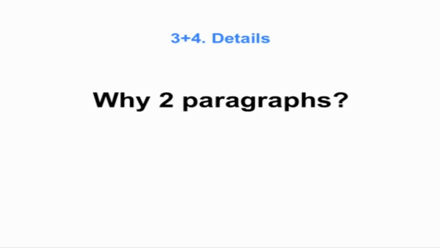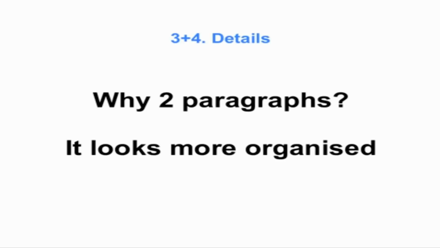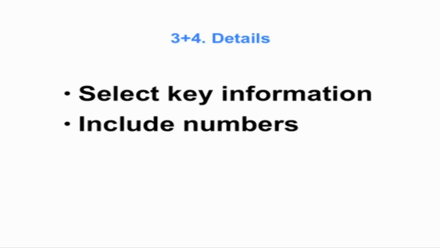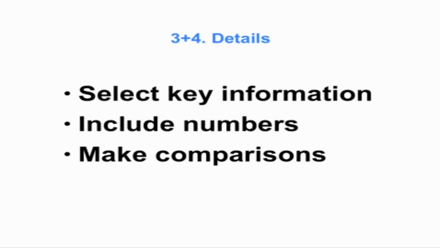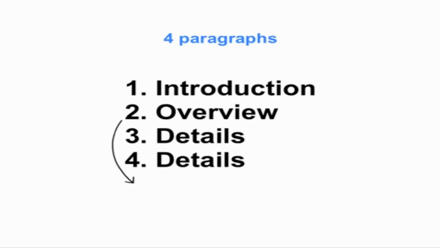Then, for the last 2 paragraphs, paragraphs 3 and 4, I try to write 2 paragraphs containing specific details. So why 2 paragraphs? Well, the reason is just because it looks more organized instead of having one big paragraph full of information. In these 2 paragraphs, you should select key information, include numbers, and make comparisons. So, that's my 4 paragraph method.